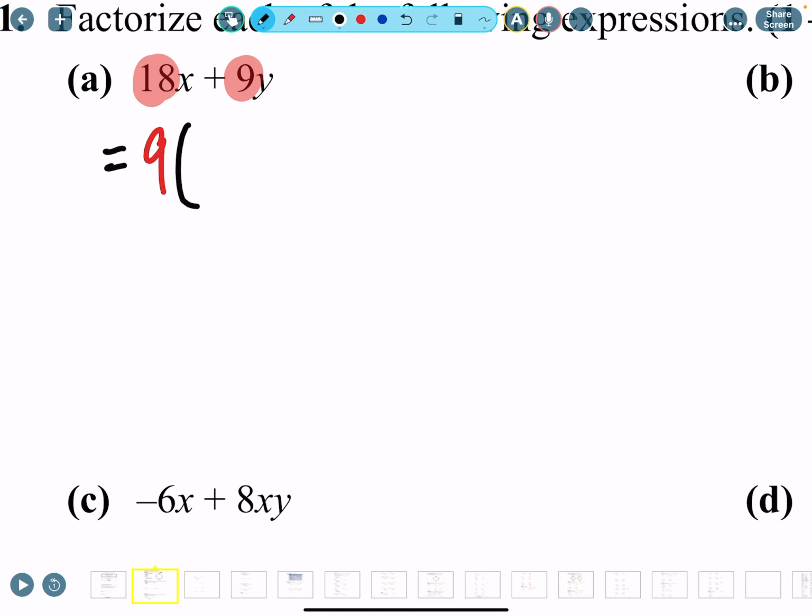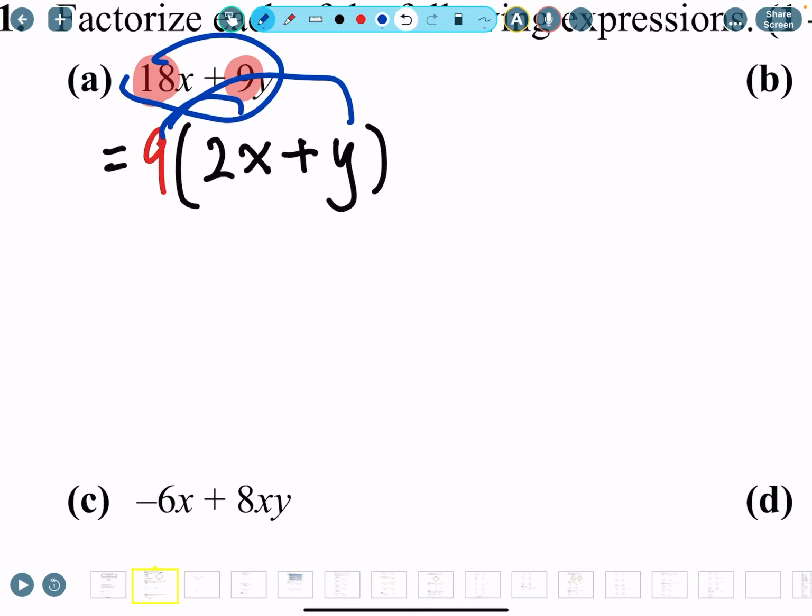So finally, you would have 18 divided by 9, that is 2, and the x is still there, plus 9 divided by 9 is 1, so we have 1y, or just simply y. You can always double check by doing rainbow method again and see if you can get the original equation.